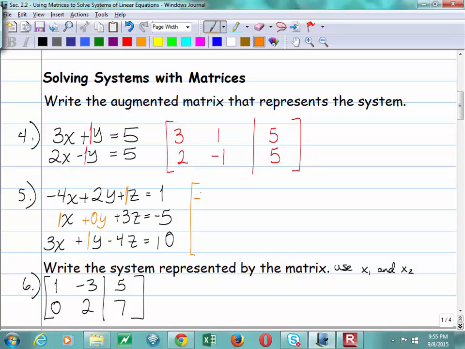So the first column would be -4, 1, 3. The second column would be 2, 0, and 1. The third column would be 1, 3, -4. And then the last column would be 1, -5, 10.